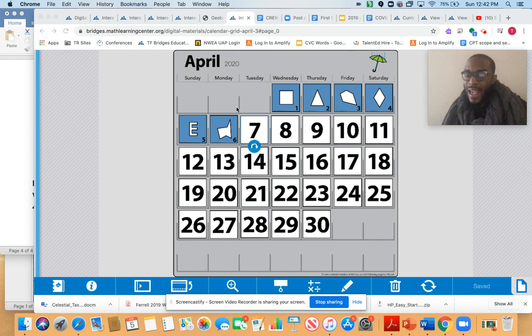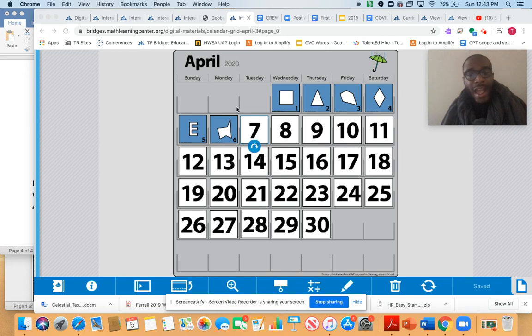So yesterday, our shape was classified as a hexagon. We had this shape right here, a hexagon. And we noticed that this shape was not a symmetrical shape, but instead it was an asymmetrical shape, meaning that it cannot be divided into equal parts.